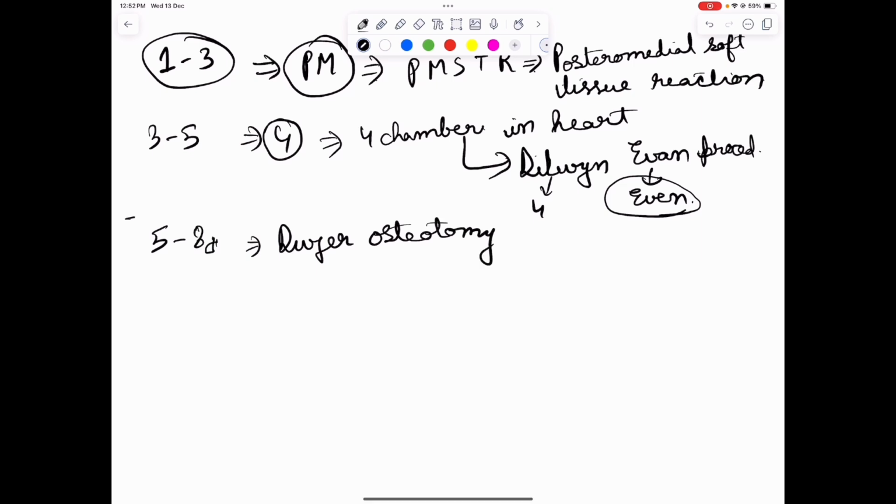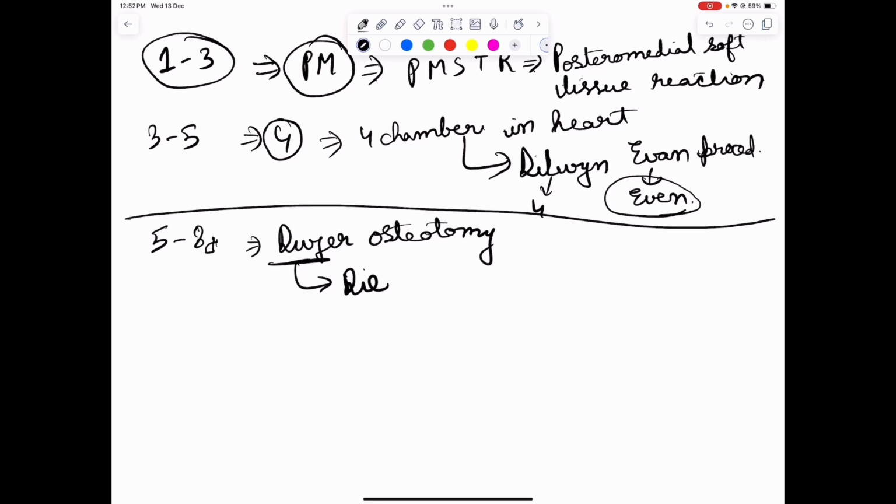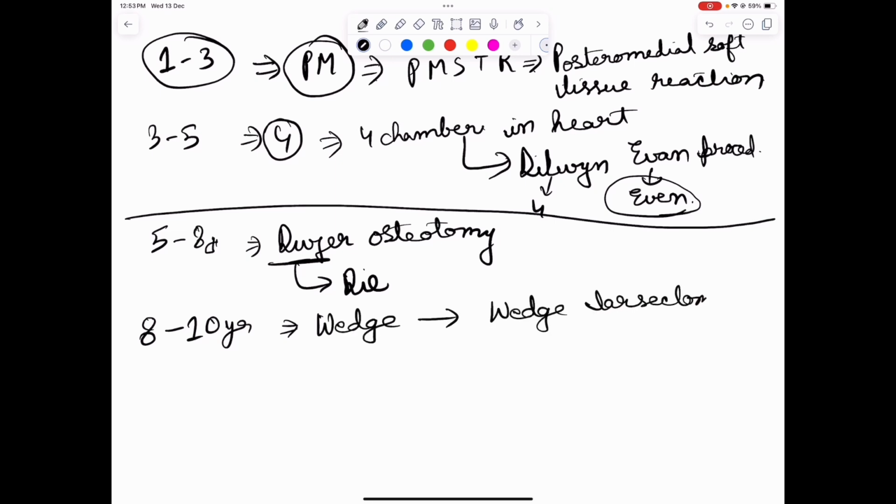In Dyer's osteotomy, you should remember that it is dying. In PM, it was the Prime Minister that was born, and he was having 4 heart chambers, and then he is dying. So that is Dyer's osteotomy. Now, after dying, we will need a wedge. Why wedge? Because to transport him and take him on the shoulder to where the dead bodies are burnt. So in 8 to 10 years, we will require a wedge. What would that be? Wedge tarsectomy.